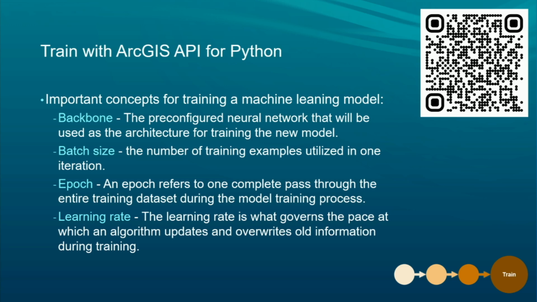The epoch refers to one complete pass through the entire training data set during the model training process. And then the learning rate is what's going to govern the pace at which an algorithm updates and overwrites old information during training. Also, keep in mind that there isn't a one-size-fits-all approach to training a machine learning model. But next up, we're going to open up the sample notebook and take a look at what it looks like.